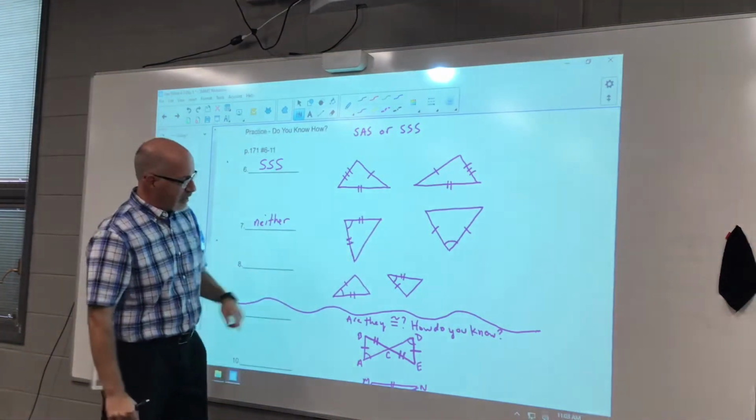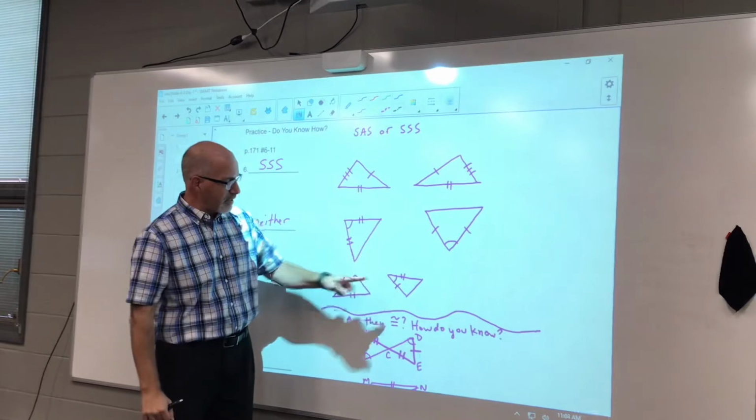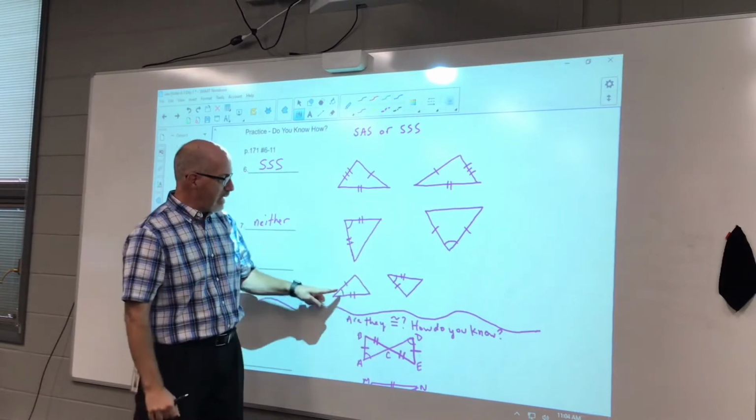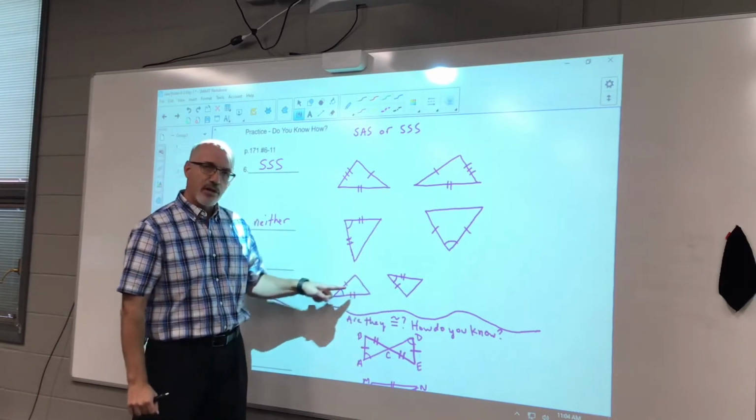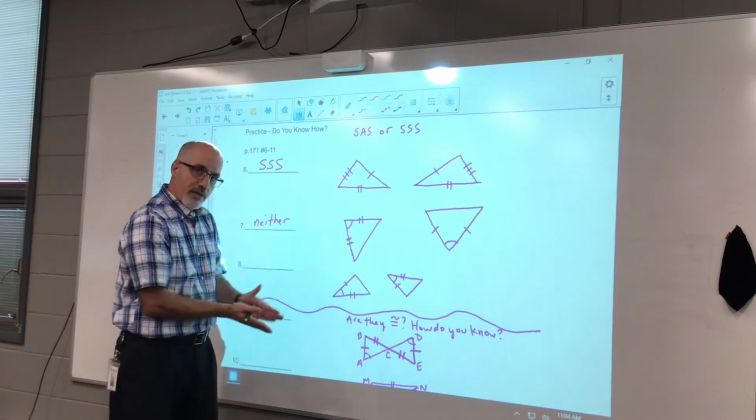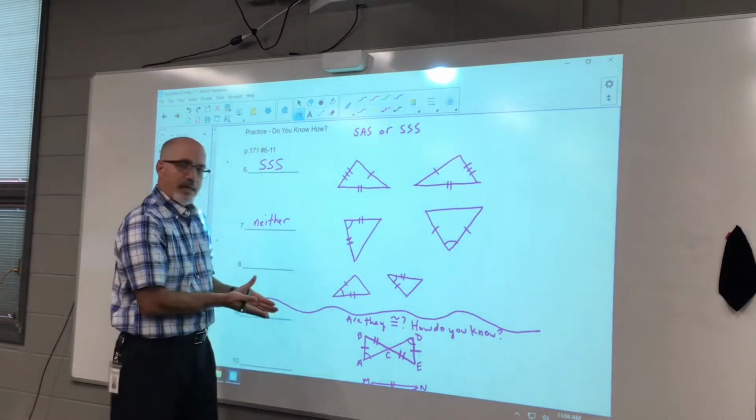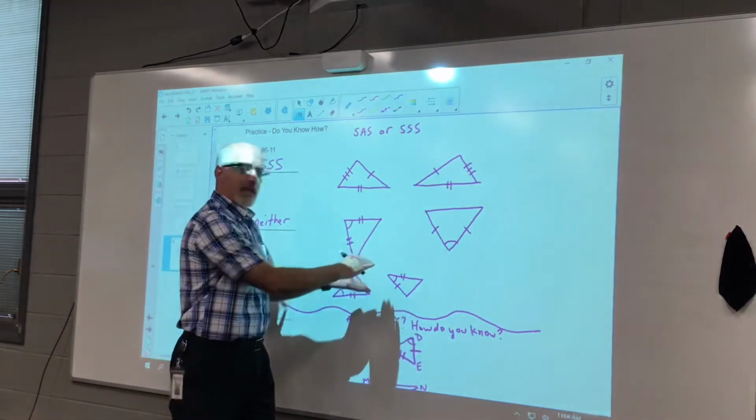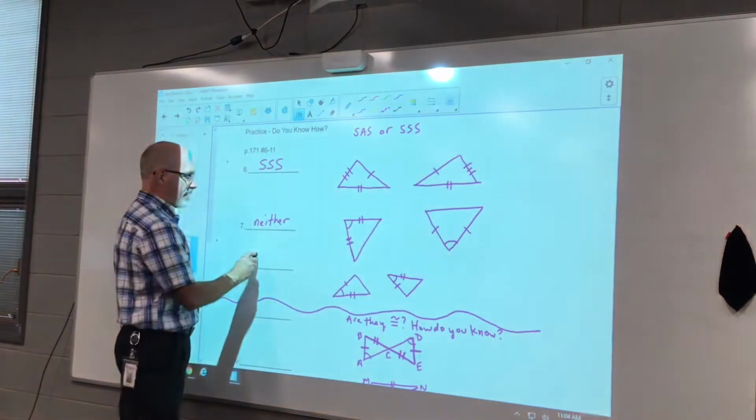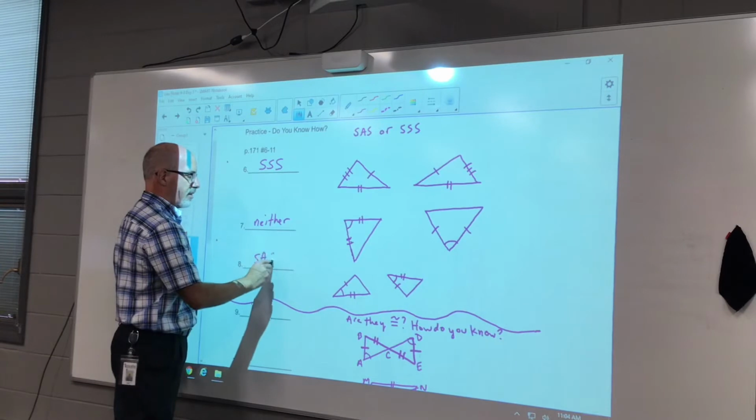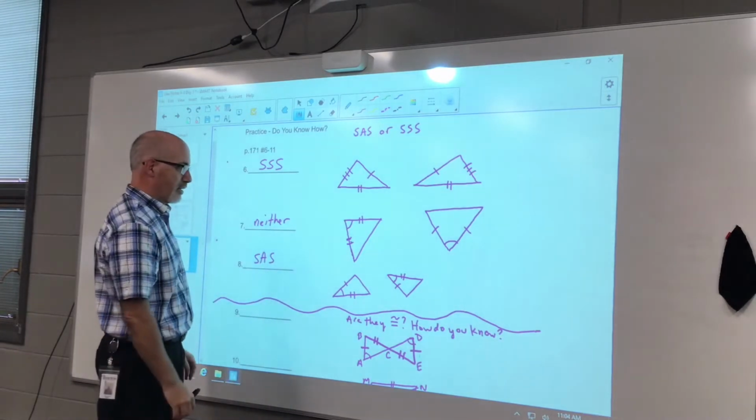This last one here, notice that single tick mark on these sides, double on these two, and then these angles are congruent, and it's the included angle, meaning between the two sides that are congruent. They come to a point there, so these come to a point at that included angle. That makes this side angle side for these two triangles.